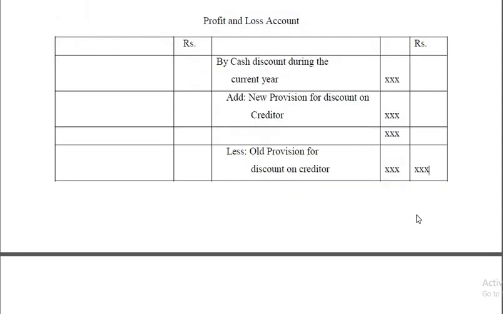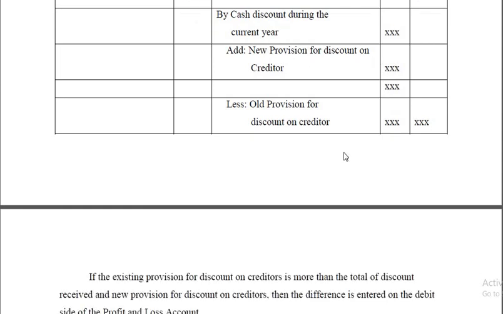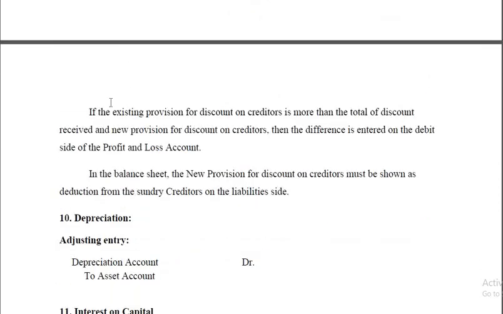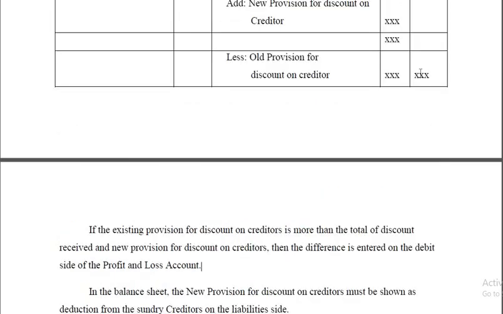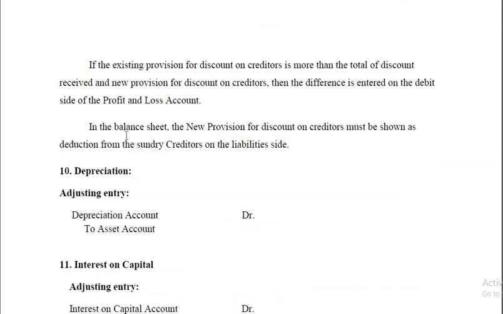But if the old provision for discount on creditors is more than the total of cash discount received and new provision for discount on creditors, then instead of crediting the profit and loss account, you have to debit it. It is given like this: if the existing provision for discount on creditors is more than the total of discount received and new provision, then the difference is entered on the debit side of profit and loss account. Other way around, normally it should be credited, but if the old provision is more than the total of the two, then it should be debited to profit and loss account.